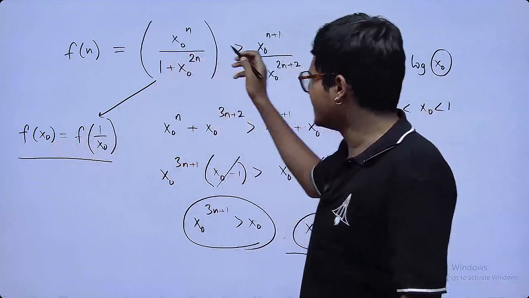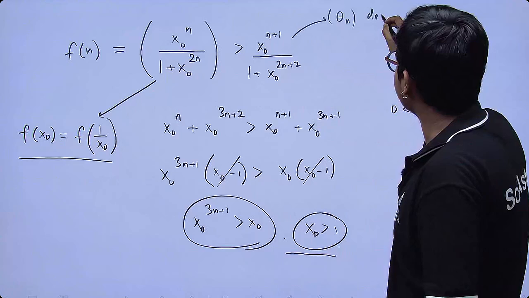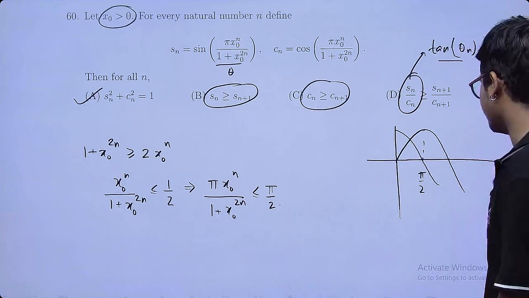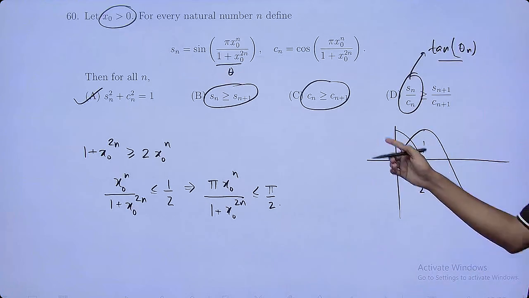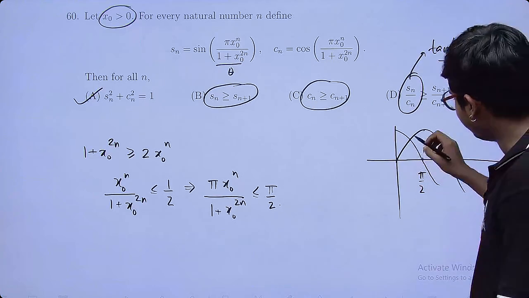Fine. So this function is always decreasing, okay? This theta n is decreasing. Now, let's come back to this. So if the value of theta n decreases, what will happen? Sine will also decrease, right? Because sine is an increasing function, right?